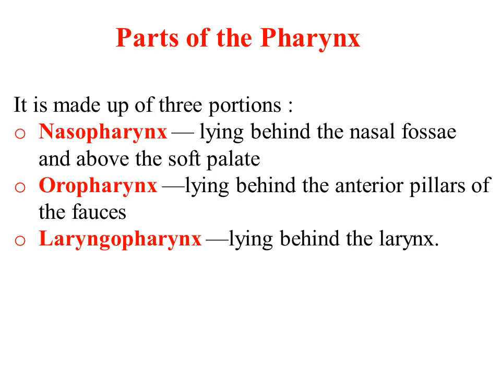The nasopharynx lies behind the nasal fossa and above the soft palate, and it contains the pharyngeal tonsil in this part and also the auditory tube or Eustachian tube. The oropharynx lies behind the pillars or the tonsils, and the laryngopharynx lies behind the larynx. In the oropharynx, we have the palatine tonsil, and in the laryngopharynx we have the pyriform recess or fossa.